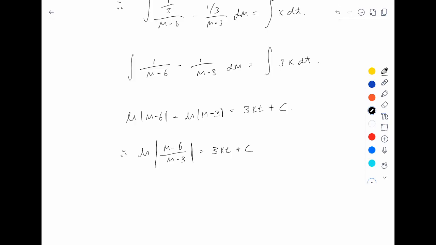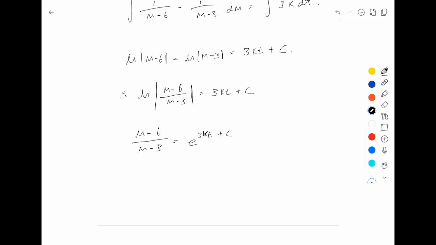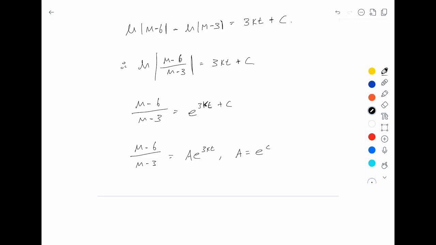Therefore, ln|(n − 6)/(n − 3)| is equal to 3kt plus c, which means (n − 6)/(n − 3) is going to equal e to the 3kt plus c. As e to the c simply represents a constant, this can simply be represented by a.